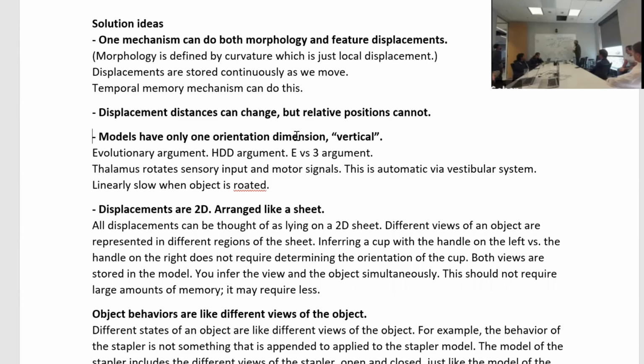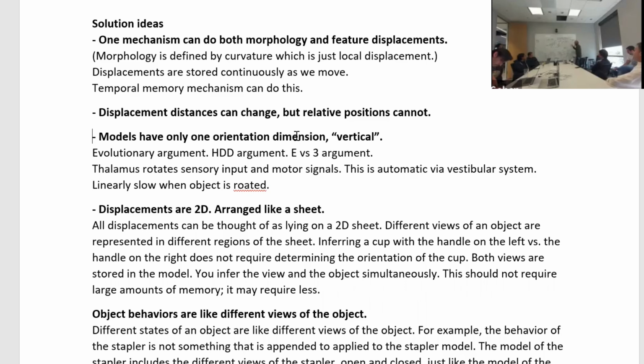So then I said to myself, well, could all states of the model be represented somehow in this same basic scheme? Could I think about the stapler being closed and the stapler being open as part of a larger sheet here of, in some sense, a set of displacements where there are different regions that represent the different states of the object? And I haven't worked this through yet, so it's a very fuzzy idea.